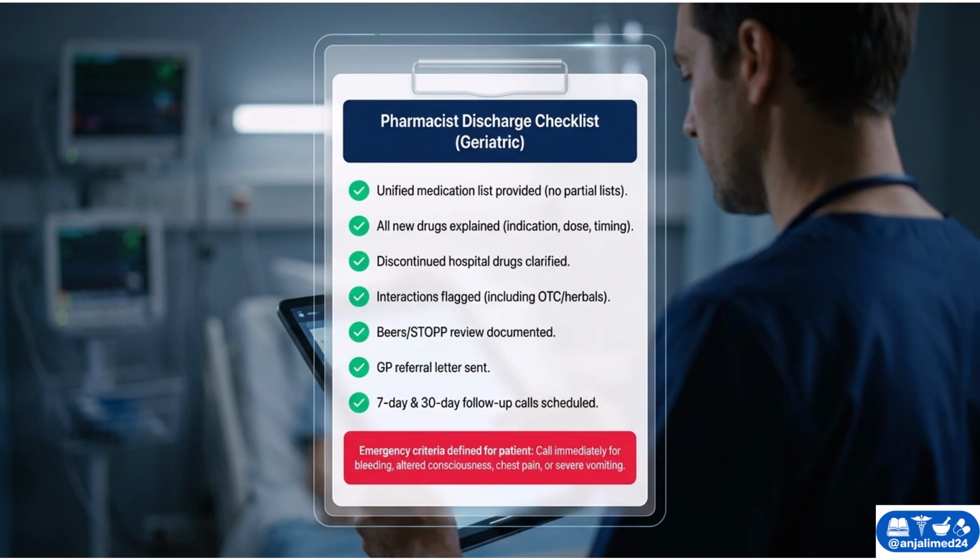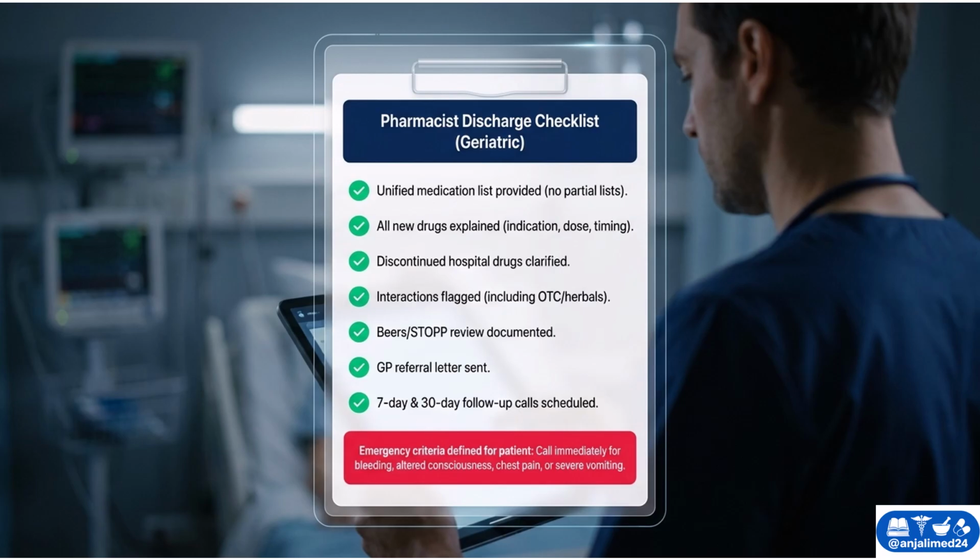The checklist also includes scheduling follow-up calls at 7 days and 30 days after discharge. These follow-ups help assess the medication adherence, side effects, clinical progress, and new concerns. Many complications occur after patients return home, making the follow-up an essential extension of the reconciliation process.